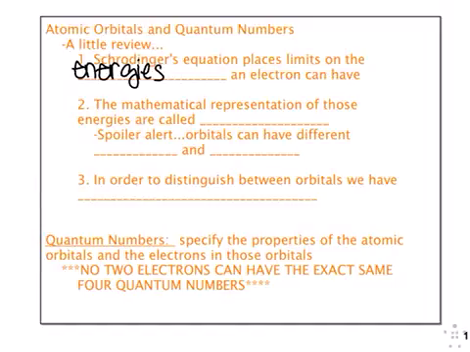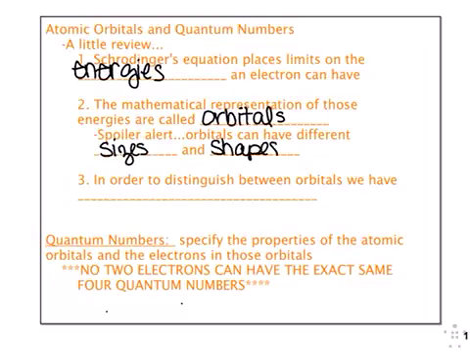The mathematical representation of those energies are called orbitals, which we got from Bohr. And spoiler alert, orbitals can have different sizes and shapes, which we'll talk about here in a couple slides. So in order to distinguish between orbitals, we have these quantum numbers. And there are 4 quantum numbers.